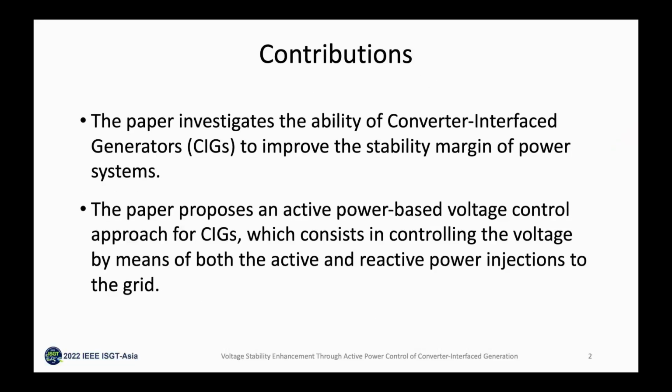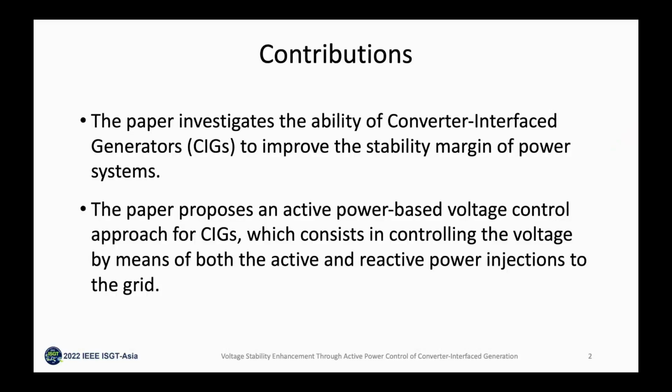The paper investigates the ability of converter interface generators to improve the stability margin of power systems by adjusting their active power injections at their points of connection. To this end, a voltage magnitude active power control scheme is examined and its effectiveness is tested considering different topology and CIG reactive power capability scenarios.